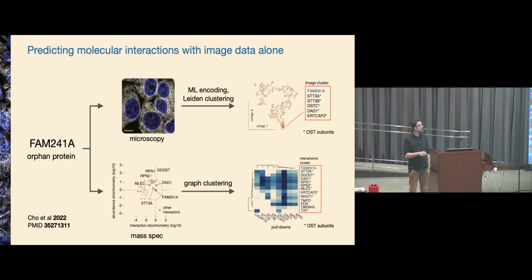Yet we fed this image to our machine learning algorithm, and it came up with one very specific hypothesis, which was that this protein was likely to be a new subunit of OST, which is a glycosylase at the ER membrane. And lo and behold, we did the mass spec and we verified this.